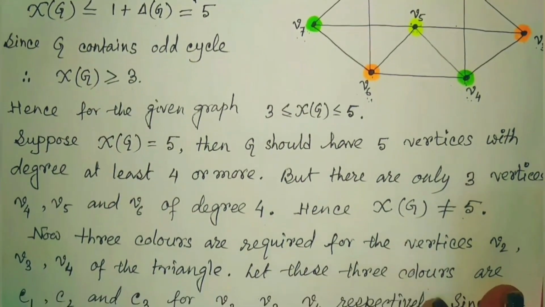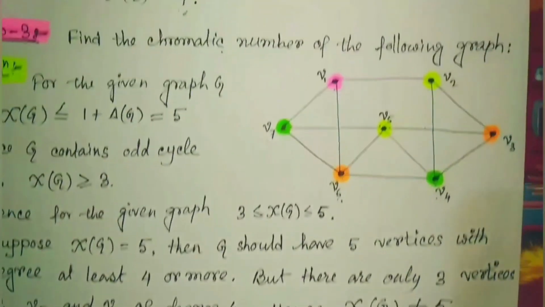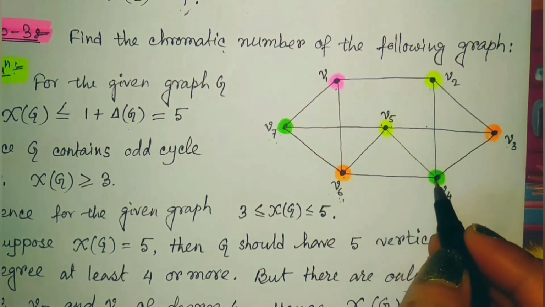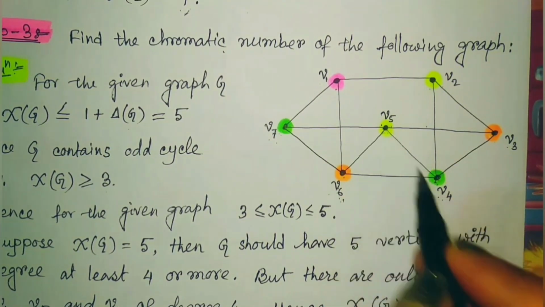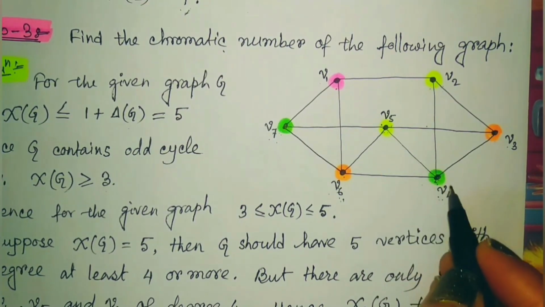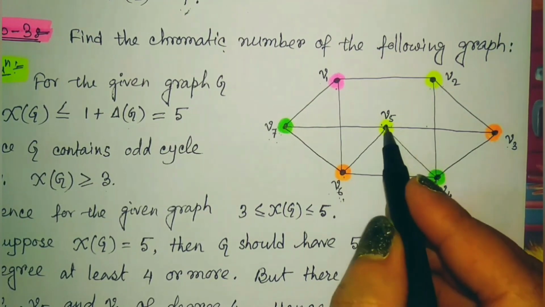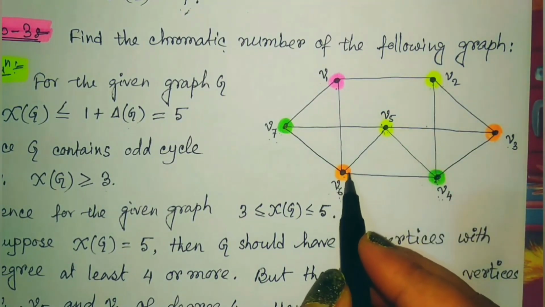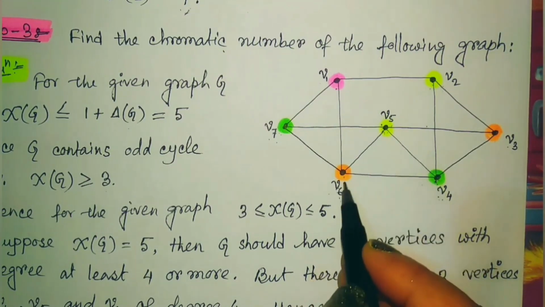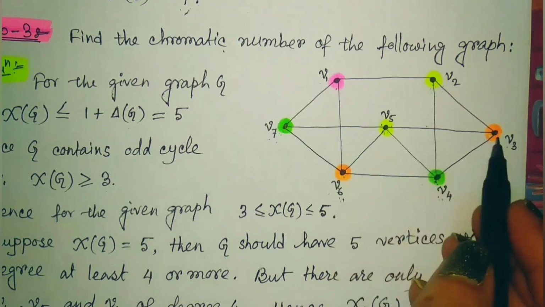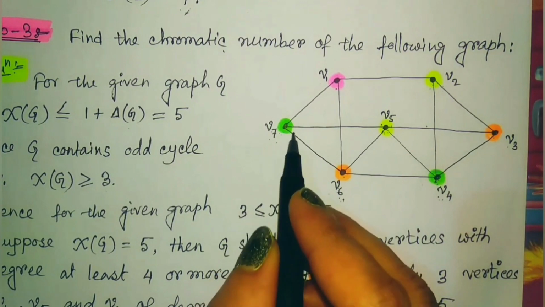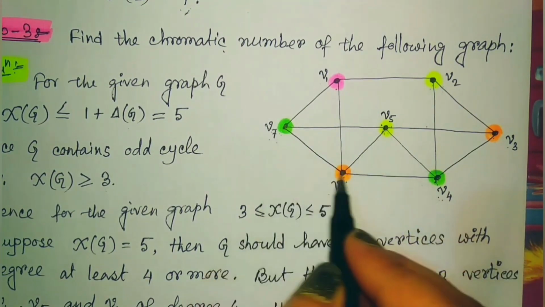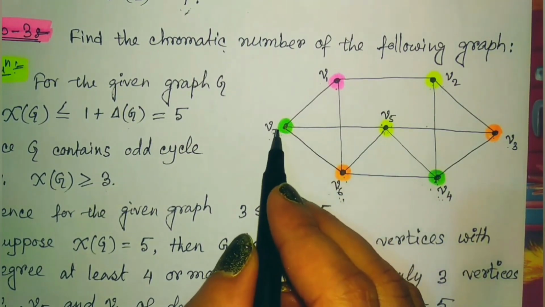Now 3 colors are required for the vertices V2, V3, V4 of the triangle. If we consider this triangle, then 3 colors are required to color these 3 vertices. Now consider the vertex V5. It is adjacent to V3 and V4, so its color should be different from these 2. It can have the same color as V2. Now the vertex V6 is adjacent to V5 and V4, so it should have a different color from V5 and V4, and let it be the same color as V3. Next is V7. V7 is adjacent to V5 and V6, so it should have a different color from these 2, and it takes the color of V4. So V4 and V7 have the same color.